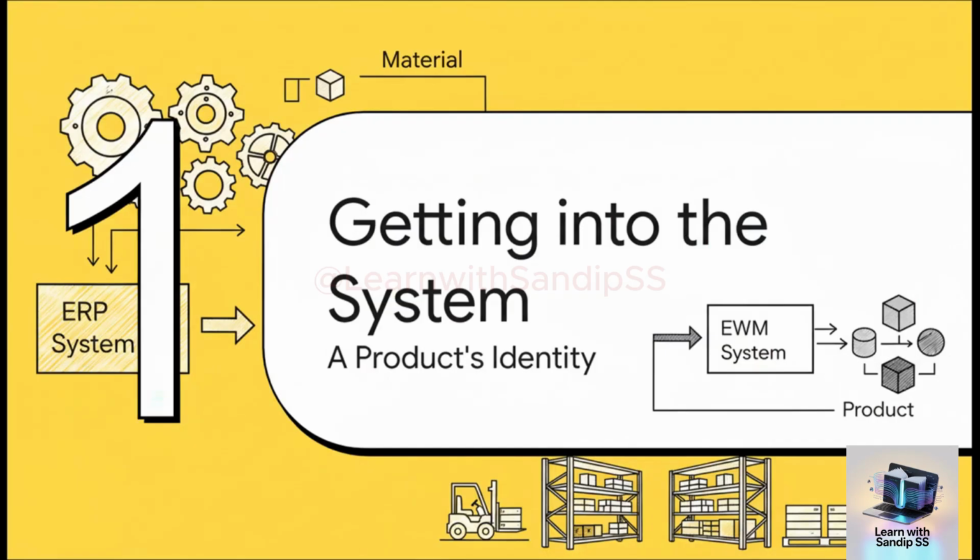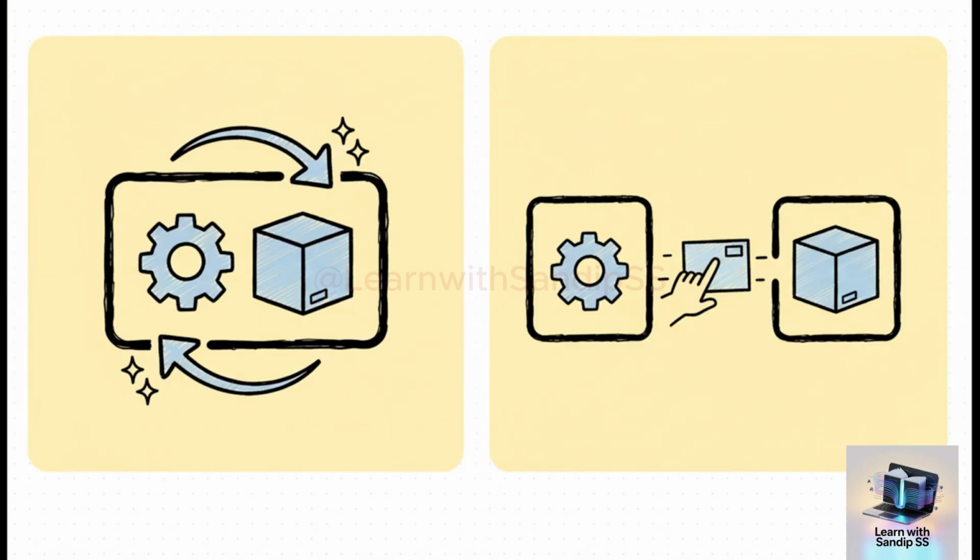So, how exactly does our material get its new product identity? Well, this whole journey picks off when its data gets transferred from the main ERP system into EWM. And believe me, how this happens really matters depending on your system's architecture. You've basically got two main paths this can take.